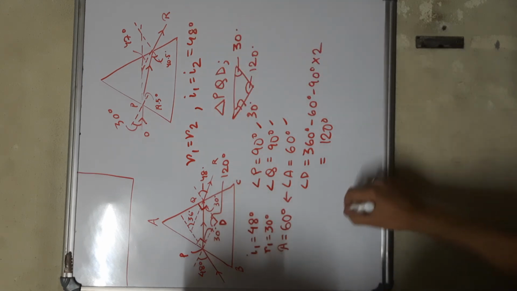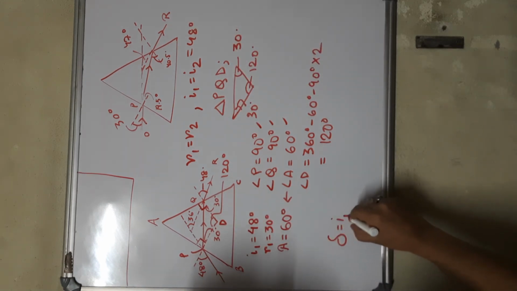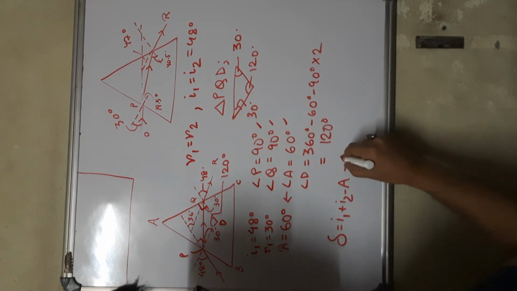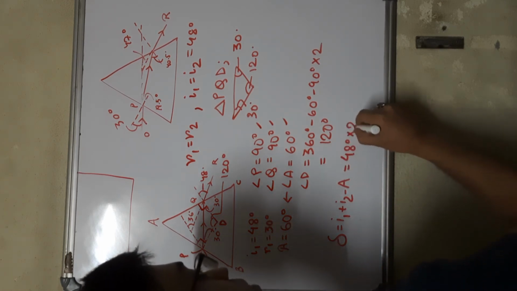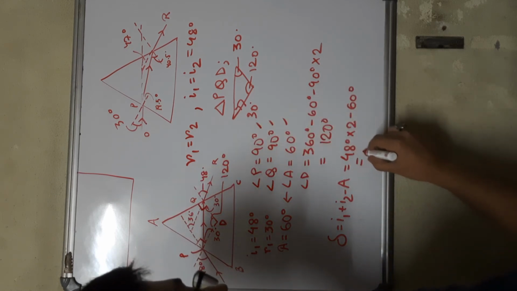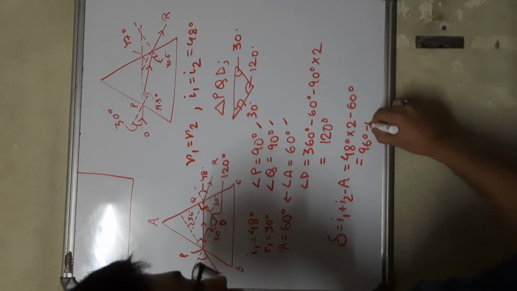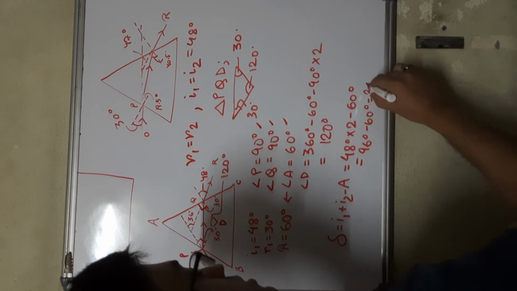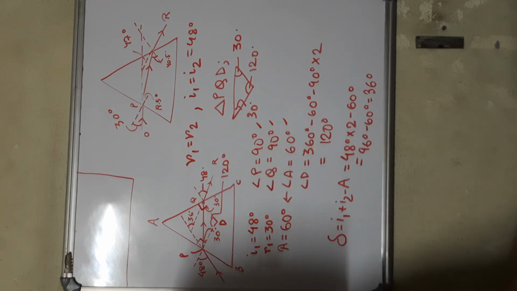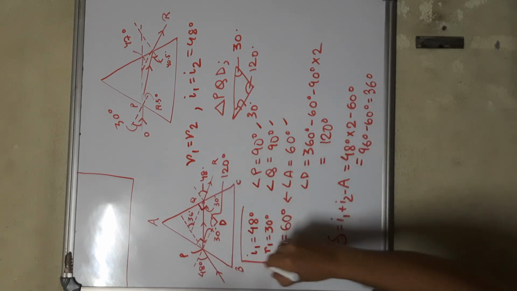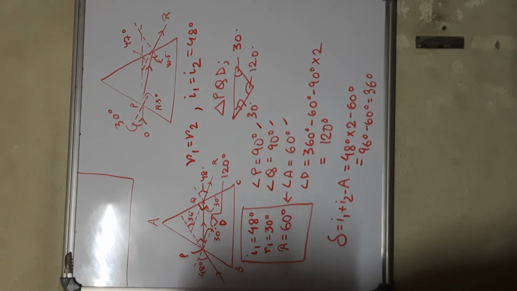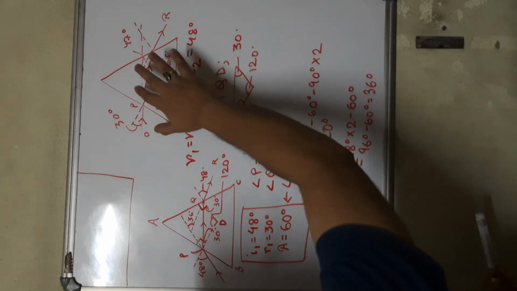Now it is very easy to find out the angle of deviation, because I1 plus I2 minus A gives us angle of deviation. So this is 48 degree multiplied twice minus 60 degree, which is the angle of prism. So we basically get 96 degrees minus 60 degrees, which is equal to 36 degrees. So from here we get that angle of deviation is 36. So just if we are given these three values, the rest we can find out by using simple geometry. And I will show you the same thing for this case as well.